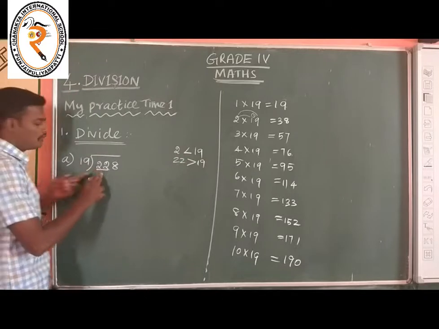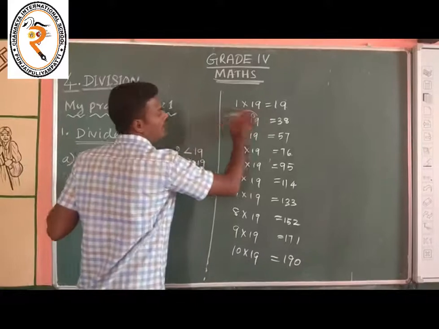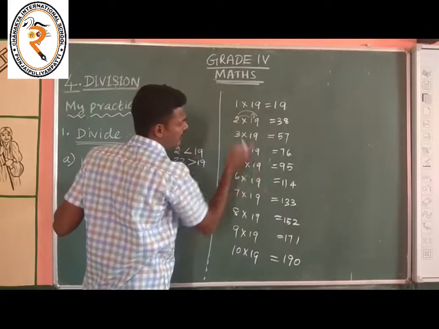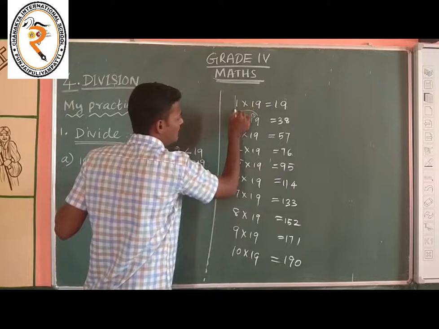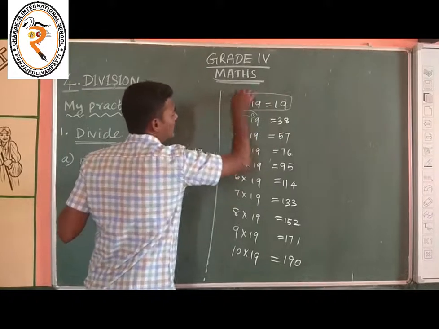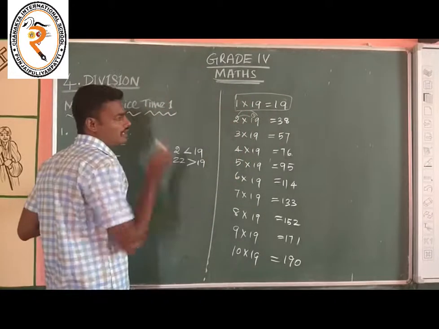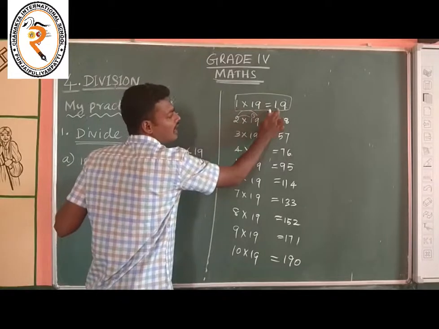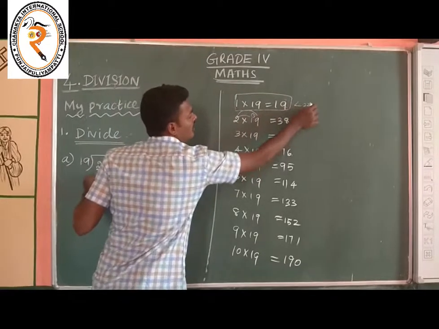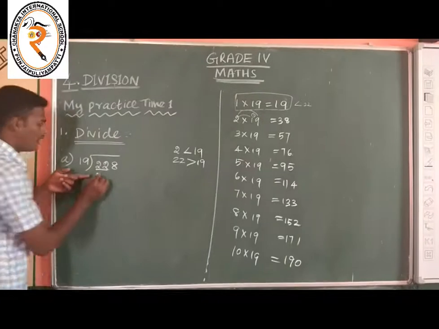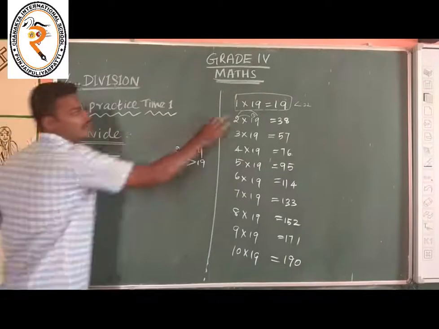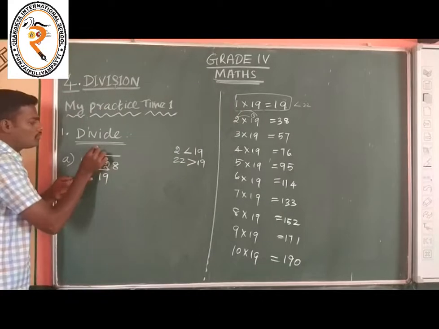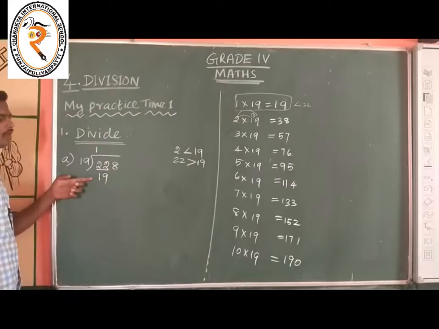22 in the 19th table is not there, so we take the value less than 22, which is 1 19 is 19. So we put 19 here. How many times? In the 19th table, 1 time. So in the quotient we put 1.